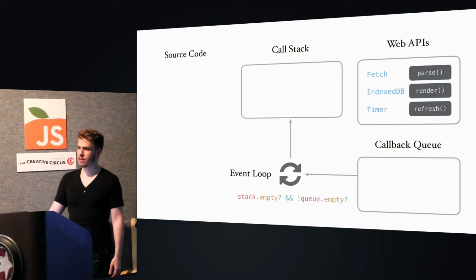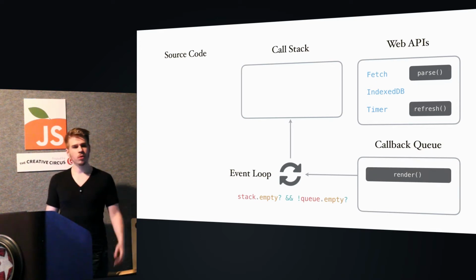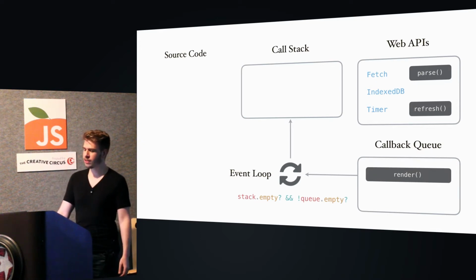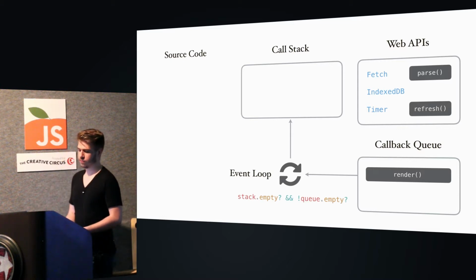So let's say the IndexedDB query finally finishes. This is a natively implemented API. So what it will do is it will alert the JavaScript runtime by pushing that render callback we handed to it onto a queue, which we very imaginatively named the callback queue.